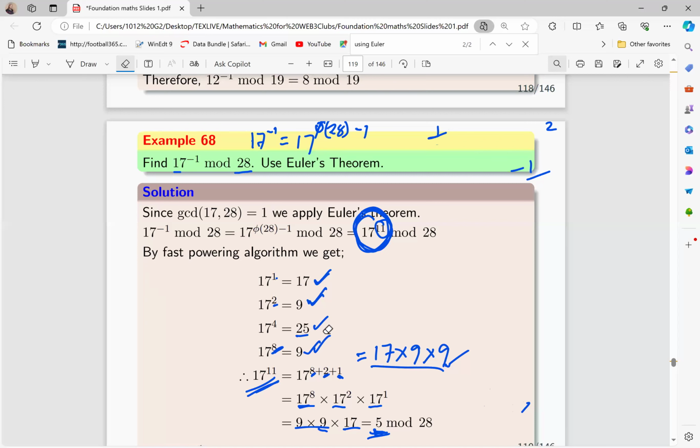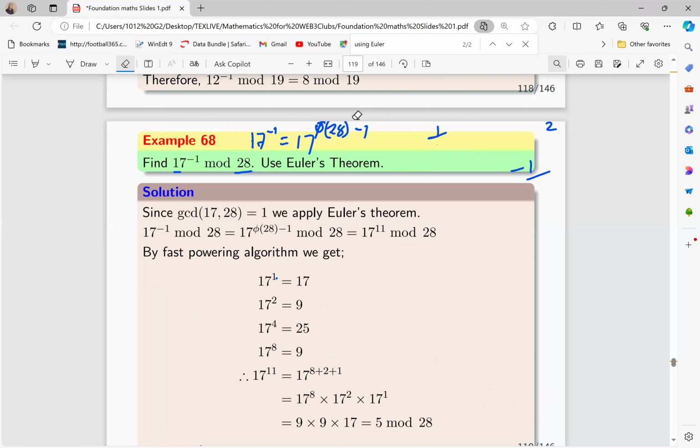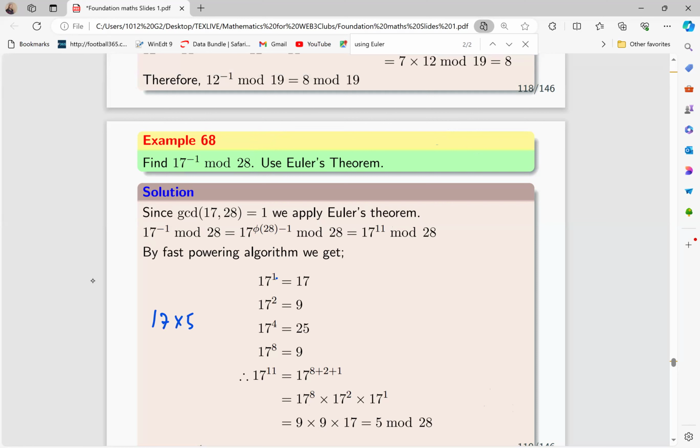Now you can always confirm by multiplying this 5 by 17 and dividing by the divisor, which is 28, and see what the remainder is. If the remainder is 1, then it means it's correct, 5 is the inverse, because the inverse of A is that number which on multiplication by A gives you 1. So what I'm saying is you can confirm by just multiplying that mod 28.